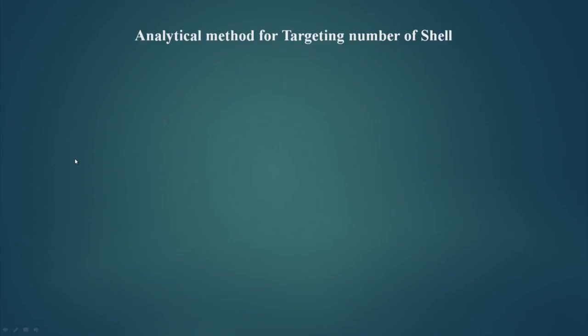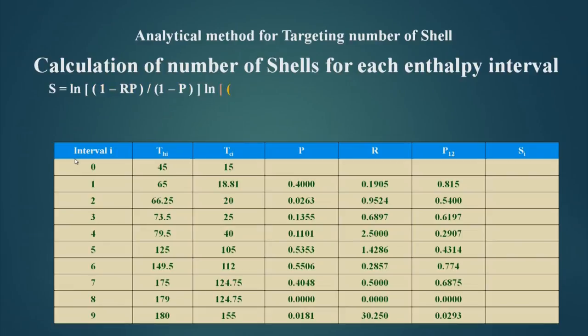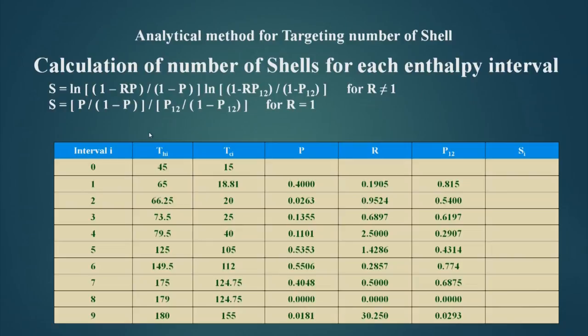Once P, R and P12 are known, we can calculate the S values, that is, the number of cell values, and the formula for this is given. Here we can see that S is a function of R, P and P12 when R is not equal to 1, and when R is equal to 1, it is a function of P and P12, because for R equal to 1, we can put the value of R as 1, and obviously the functional relationship with R vanishes because it becomes a constant. So, there are 2 equations available, for when R is equal to 1 and when R is not equal to 1. So, we can see here that in none of the intervals is R equal to 1.